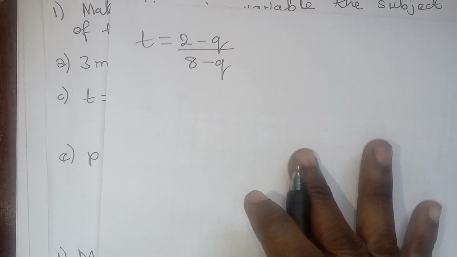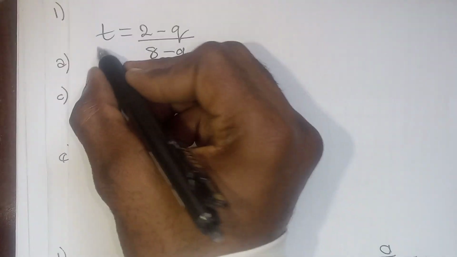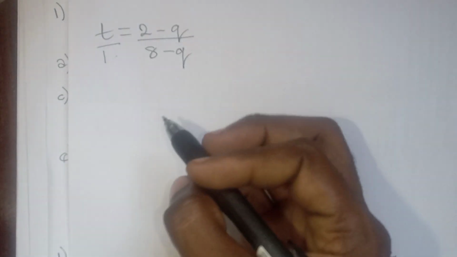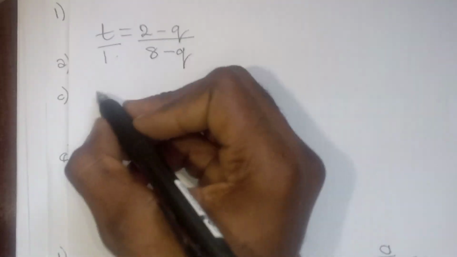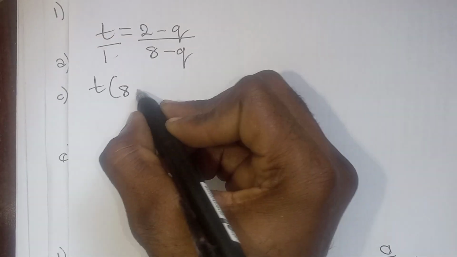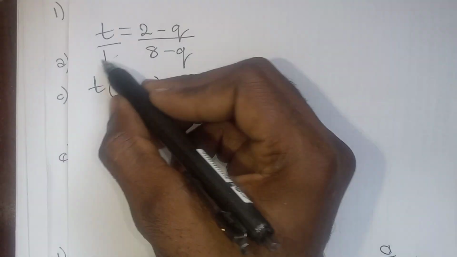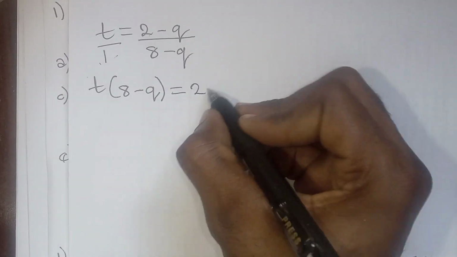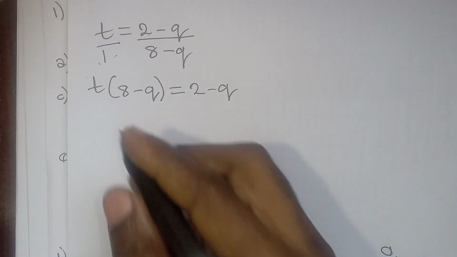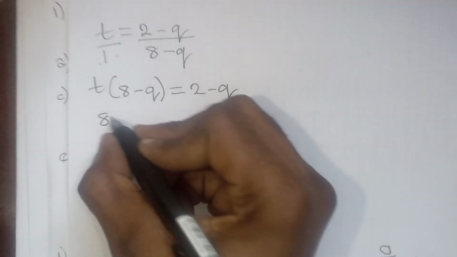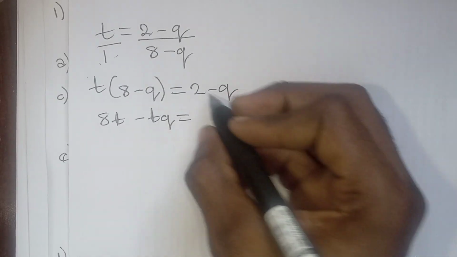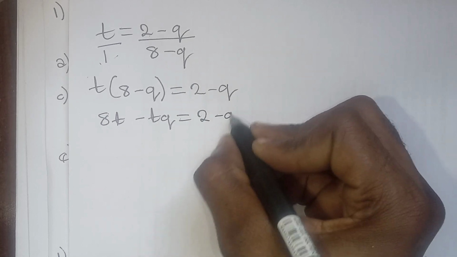So when you have fractions like this, the first step is cross multiplication. You can either start with this or with this. The choice is all yours. So I will start with this. So you can say t 8 minus q, and then 1 multiplied by this. This will simply be 2 minus q. And then you can expand this side and say 8t minus tq is the same as 2 minus q.